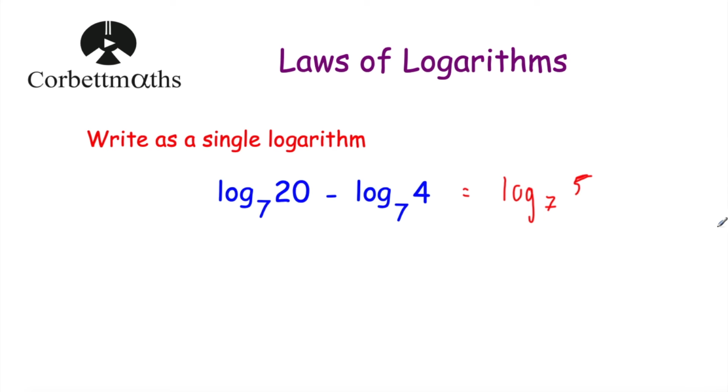Okay, let's have a look at our next question. This time we've got, write as a single logarithm, log to base 3 of 5 plus log to base 3 of 4 subtract log to base 3 of 2. So here we're going to be adding our first two together. Remember, if we're adding two logs, we can just multiply the values together.